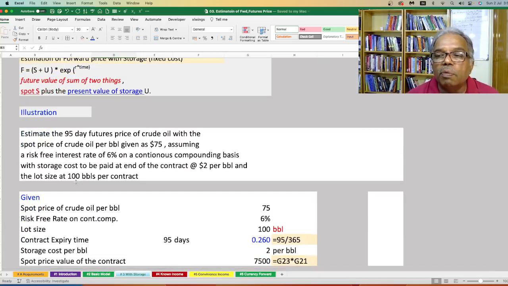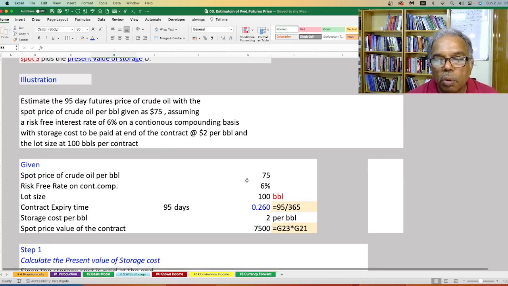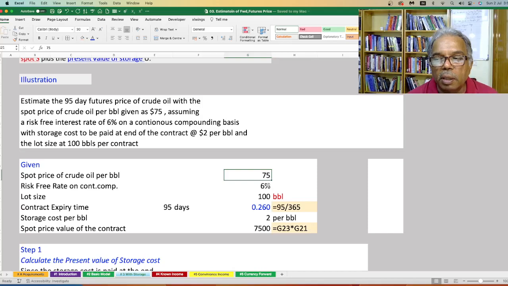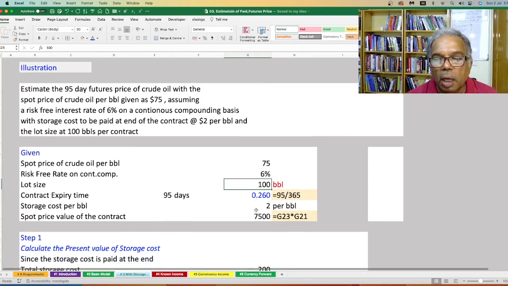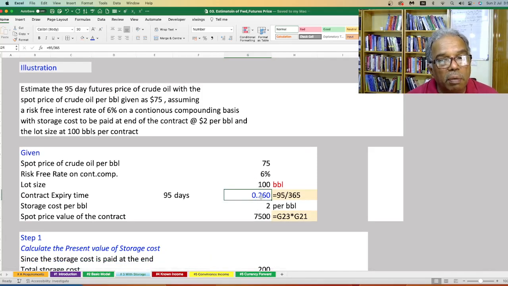Estimate the 95-day futures price of crude oil with the spot price of crude oil per barrel given as $75, assuming a risk free rate of 6% on a continuous compounding basis, with storage cost to be paid at the end of the contract at $2 per barrel, with the lot size of the futures contract as 100 barrels. Let's quickly go into the given: spot price is 75. The risk free rate is 6% on a continuous compounding basis. The lot size is 100 barrels, and the contract specification is 95 days.